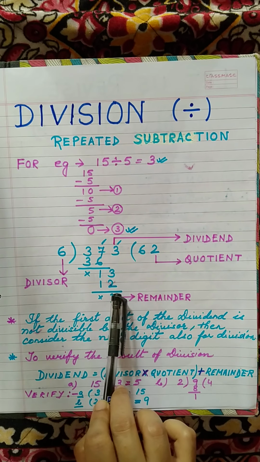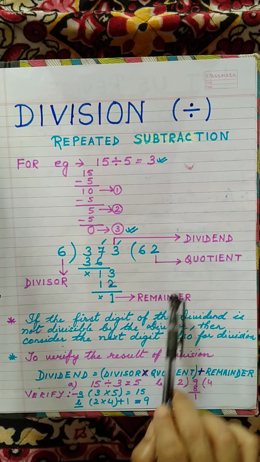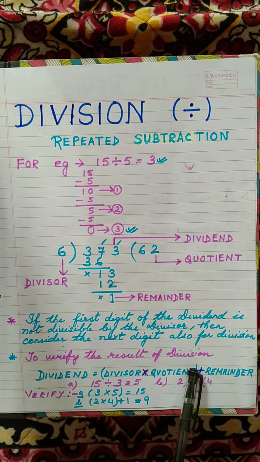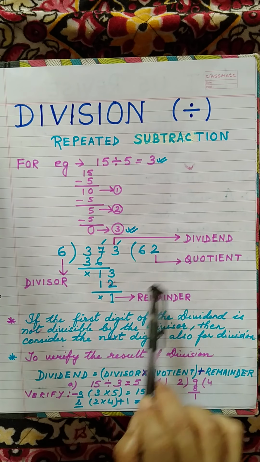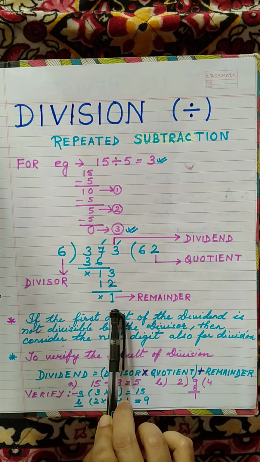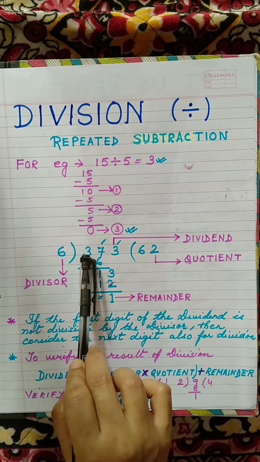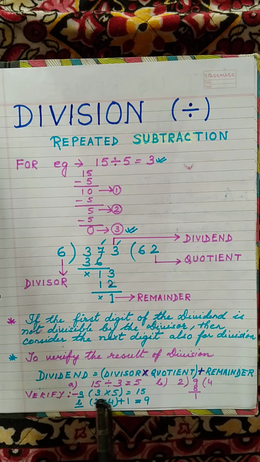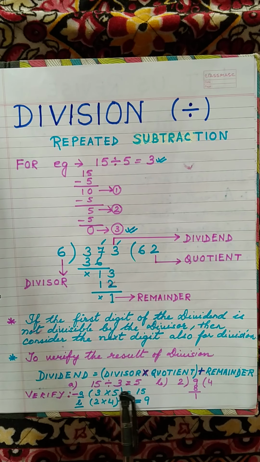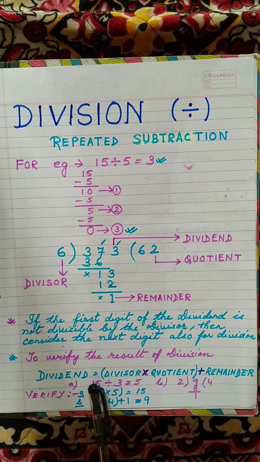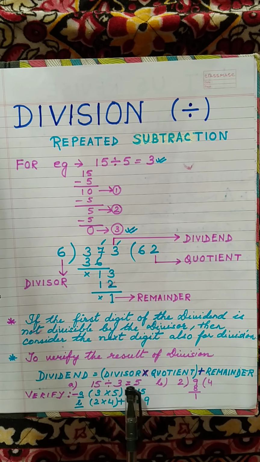Now after we do the division, we can verify the result of division. How do we do that? We multiply the divisor and the quotient and add the remainder with it. When we do so, we get the dividend. For example, here we are dividing 15 by 3. The answer we got is 5. Now 3 is the divisor, 5 is the quotient. 3 into 5 is 15, which is the dividend. So dividend is equal to divisor into quotient plus the remainder.